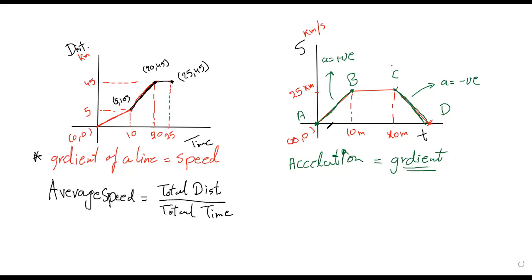Now, in the speed time graph, pay attention, if we need to calculate the distance traveled, it's the area under the graph. Excellent. Distance traveled is area under a graph. We have to use the mathematical concept.